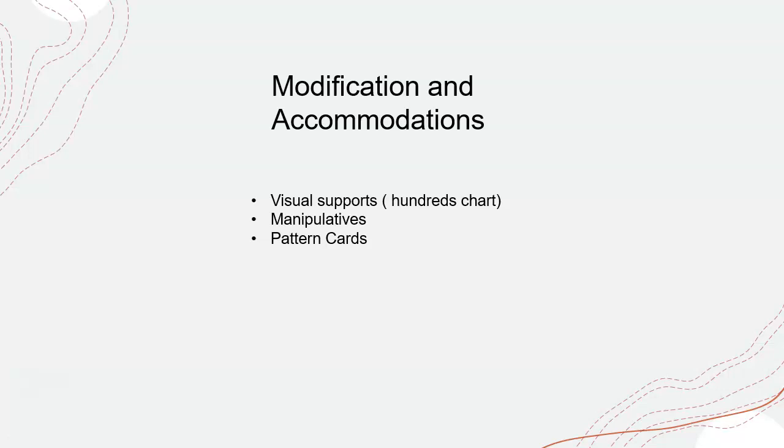So modifications and accommodations would be visual support, such as the hundreds chart to help them skip count, manipulatives to help them count, and pattern cards to help them see the differences in different kinds of patterns. Here are my references.